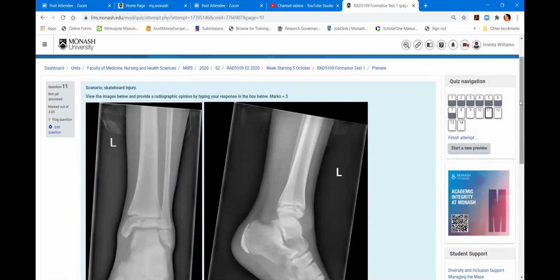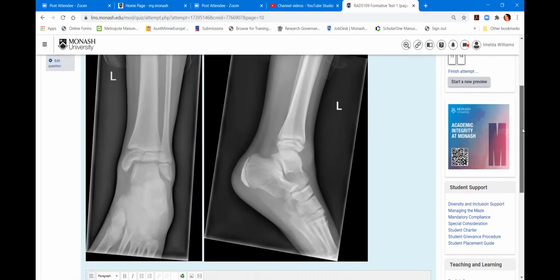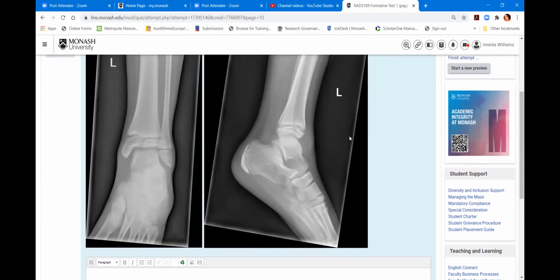So the next case, which is scenario 4, is a patient who had a skateboard injury. It's quite clear that there is a fracture line because we see that lucent line. This is the epiphyseal plate and the lucent line is below the epiphysis, and that makes it a Salter-Harris type 3 fracture. You can also note on the lateral view that the Kager's fat pad is displaced.